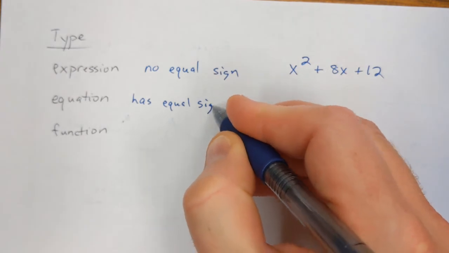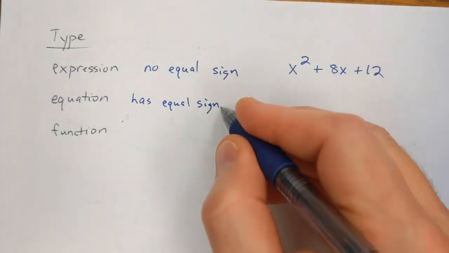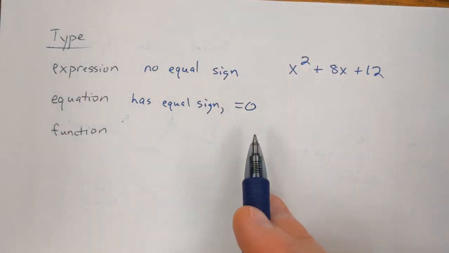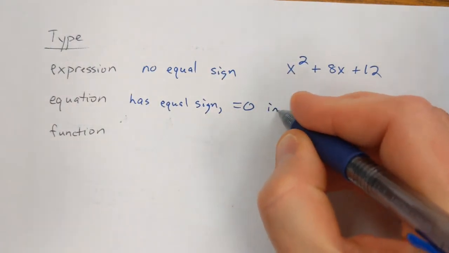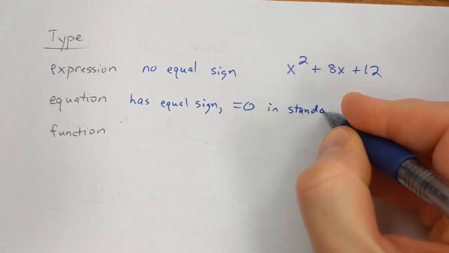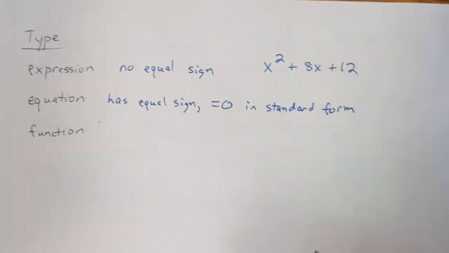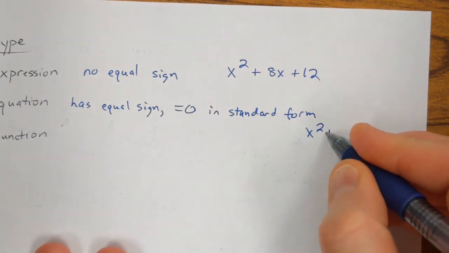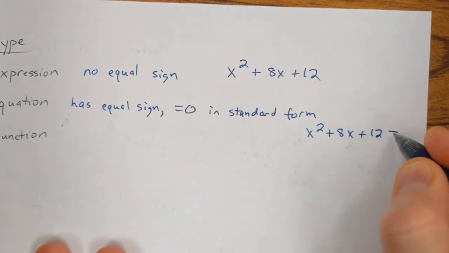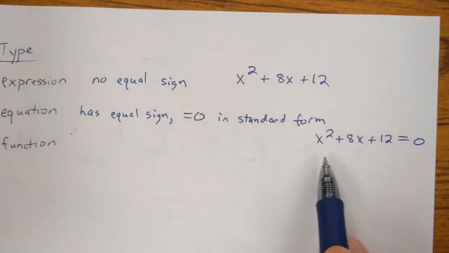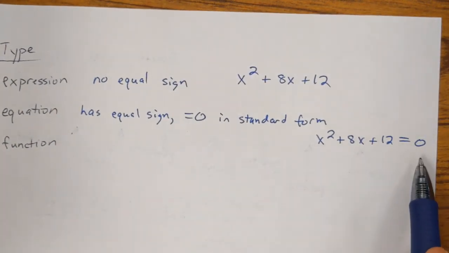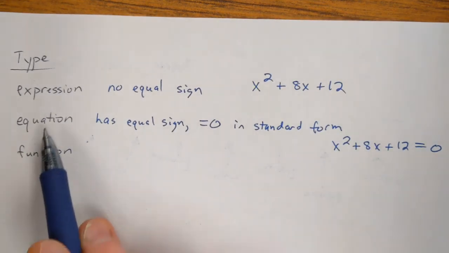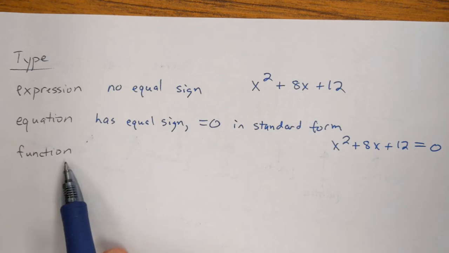And furthermore, an equation with a polynomial not only is going to have an equal sign, but it's going to be equal to 0 if it's in standard form. So if I take this exact same problem here, but I set it equal to 0, like x squared plus 8x plus 12 equals 0, now it's no longer called an expression, now it is called an equation. Okay. Now there's also a different type of equation, a very specific type called a function.